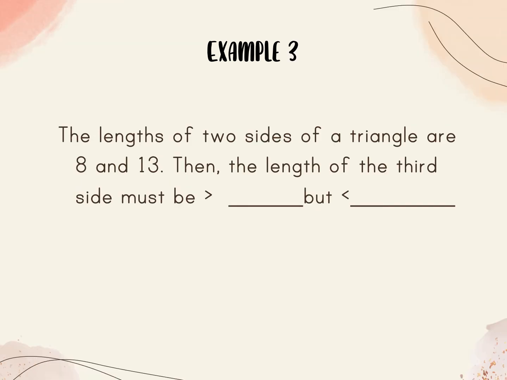All right, example 3. They're giving us two lengths of the sides of a triangle, then they want us to figure out what are the possible lengths for the third side. This is where I'm going to add and subtract. So I'm going to subtract and add the two sides that are given. So it has to be greater than the difference, but less than the sum.